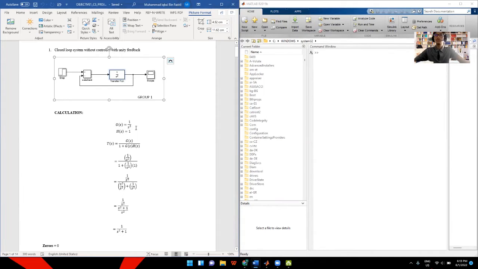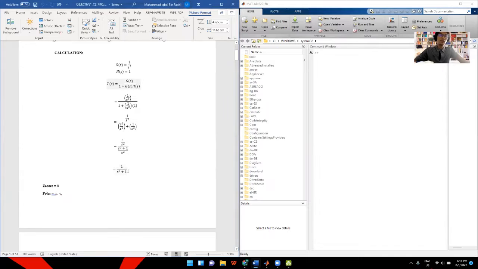So G(S) is 1 over S squared, H(S) equals 1. So we want to find T(S). So this is the formula: T(S) equals G(S) over 1 plus G(S)H(S). So we just take this value and use this formula. So we get the answer 1 over S squared plus 1.